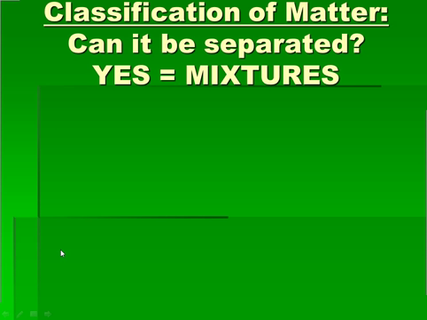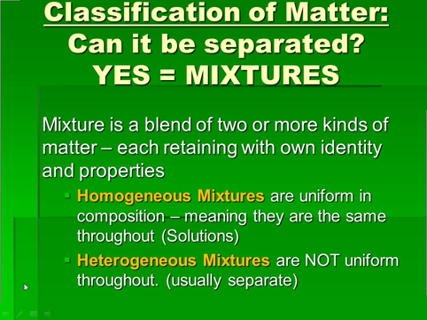So let's talk about the classification of matter. First question is, well, if it's matter, then we want to know, can it be separated? If the answer is yes, it can be separated, then we call that matter a mixture. A mixture is matter that can be separated into different kinds of elements. So, a mixture is a blend of two or more kinds of matter, each retaining its own identity and properties.